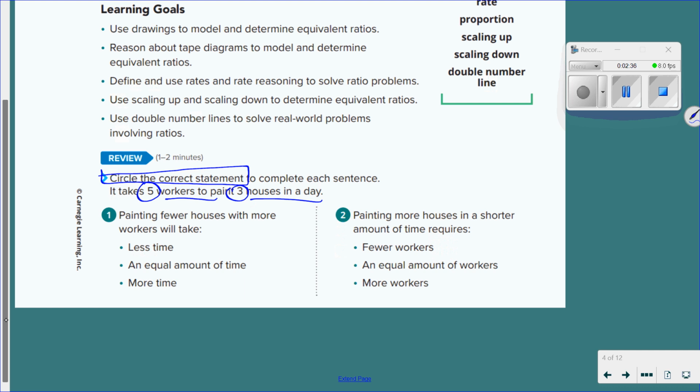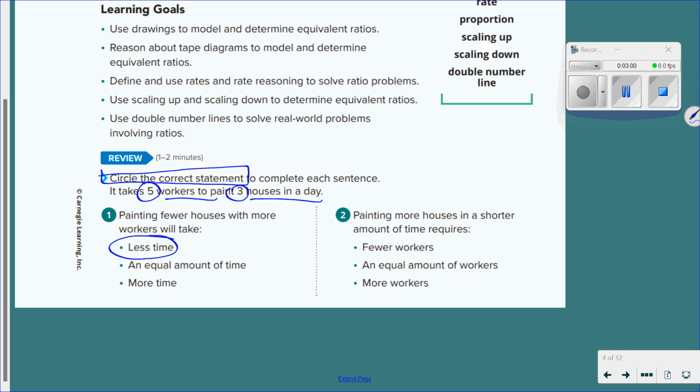All you were doing was circling an answer, guys. Painting fewer houses with more workers will take less time, an equal amount of time, or more time. Who thinks it's less? Who thinks it's equal? Who thinks it's more? It is definitely less, but I'm concerned by how many people did not vote. It's okay.